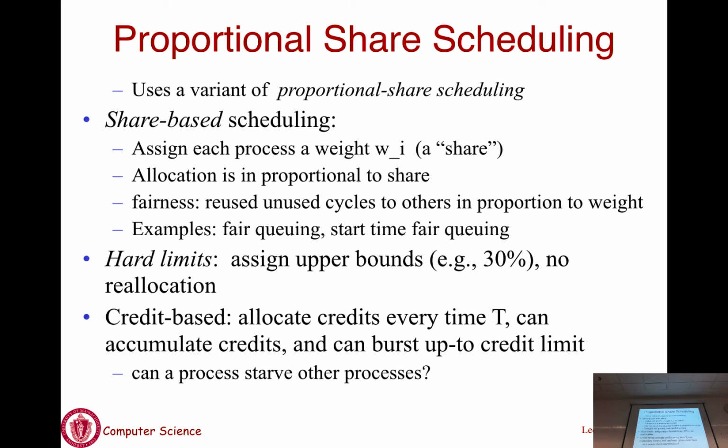Okay, so in this case, if you have, let's say, 2 containers, okay, and you're given a weight of 1:1, okay, then this container gets half the resources, this container gets half the resources. Okay, if you have assigned the first container a weight of 1 and the other container a weight of 2, okay, this container is going to get 1/3 and this is going to get 2/3.